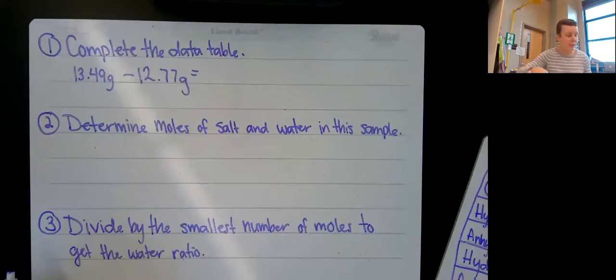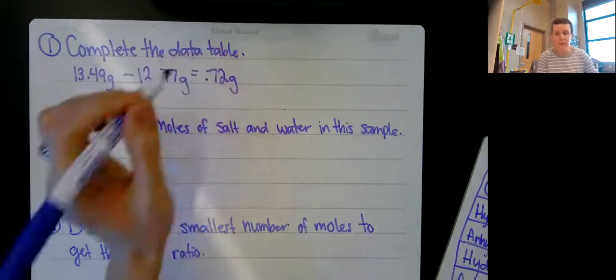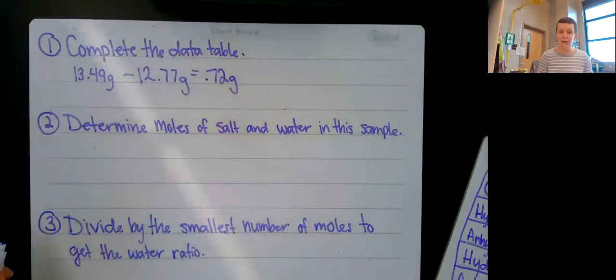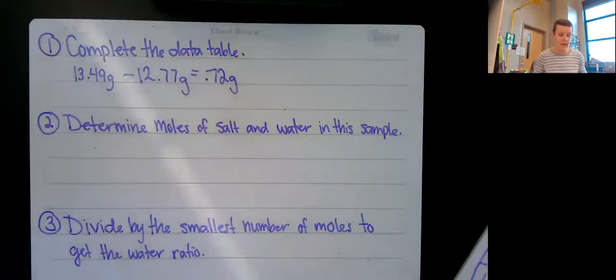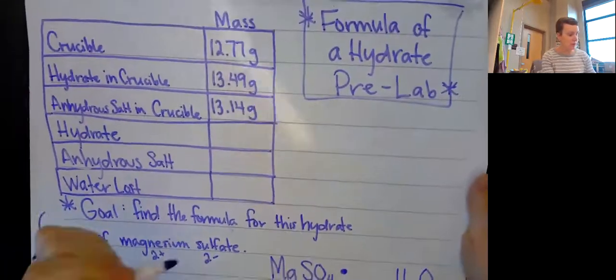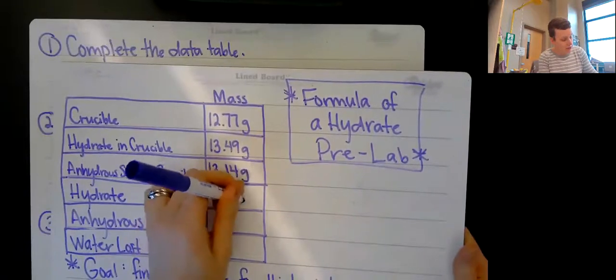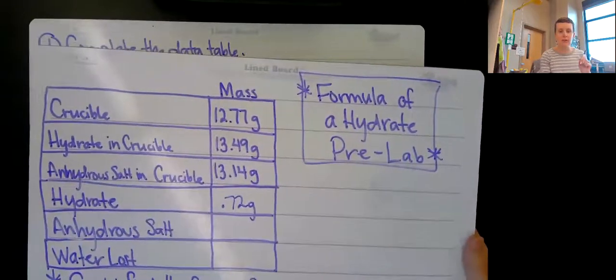Okay, so we end up getting 0.72 grams for our hydrate. Remember, that's before we've heated it. That is the magnesium sulfate with the water absorbed. So go ahead and fill in 0.72 grams into your table.